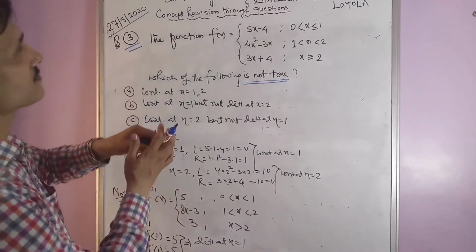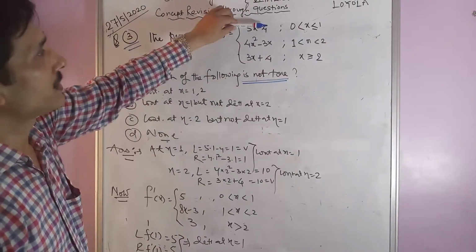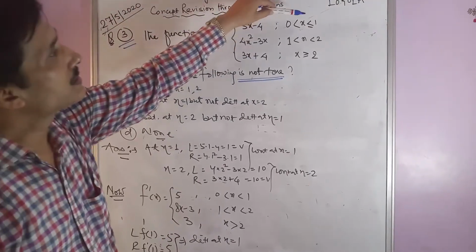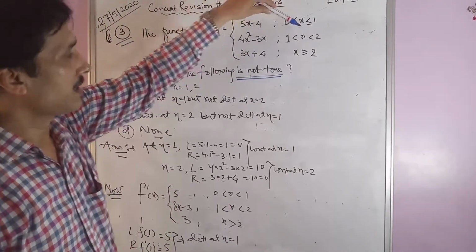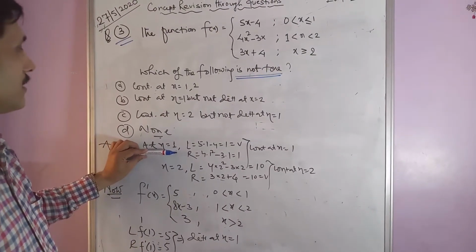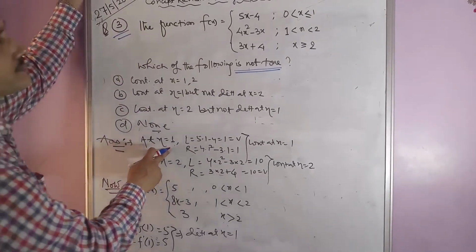Here all these three are polynomial functions, so everywhere continuous and differentiable. Here the only doubtful points are change points 1 and 2. So we concentrate on these two, 1 and 2, only.